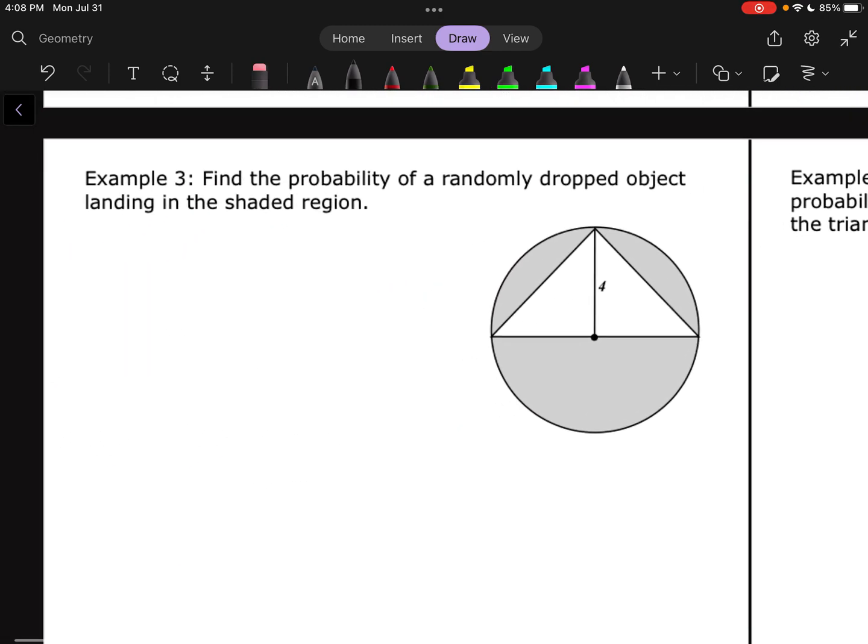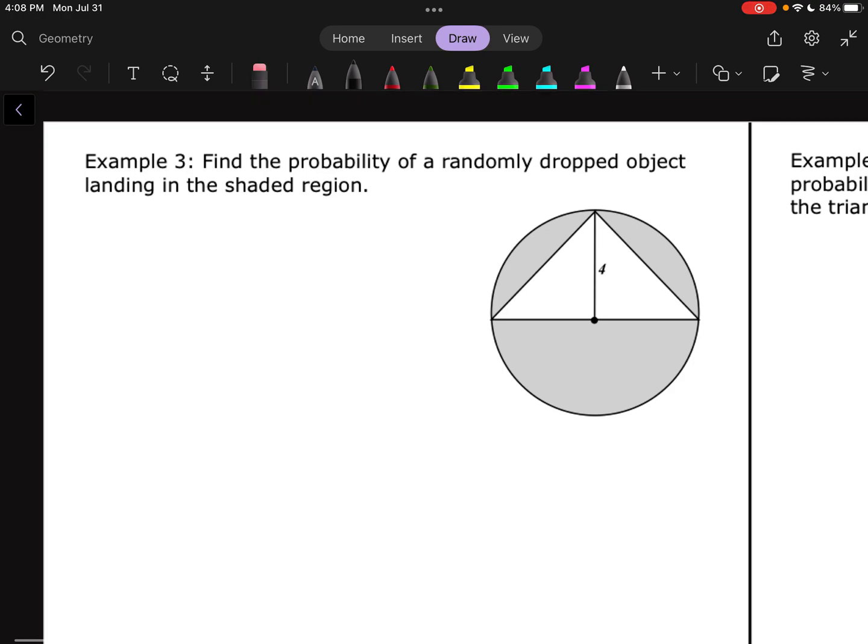On to the inside we go. Find the probability of a randomly dropped object landing in the shaded region. Okay, so we got two parts here. We got a circle and a triangle. Let me start off by finding the total area, which would be the circle. That's the bigger part. So that'd be pi r squared. That'd be pi times 4 squared. Let's find that. I'm getting 50.3 for the area of the circle.